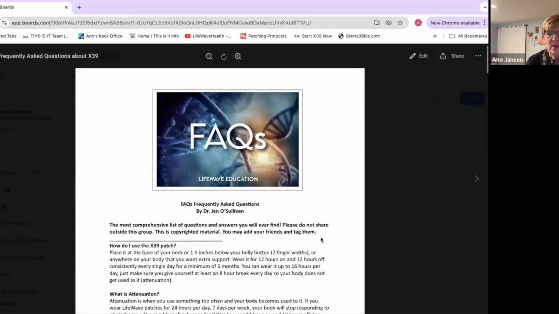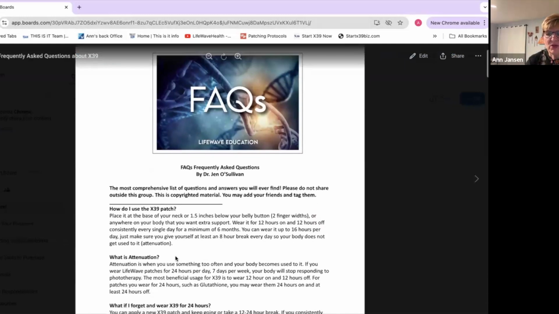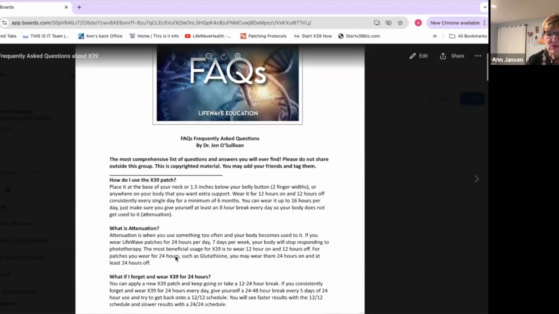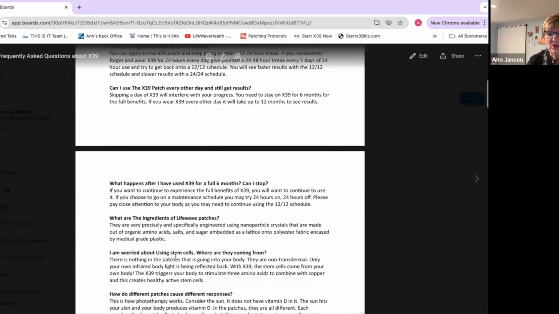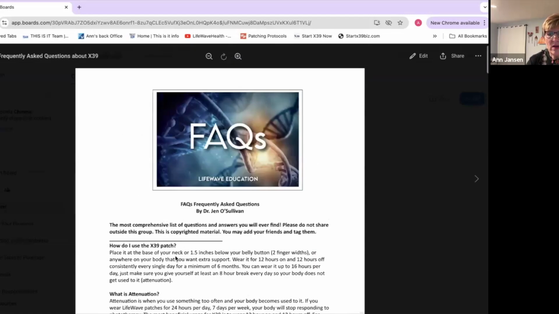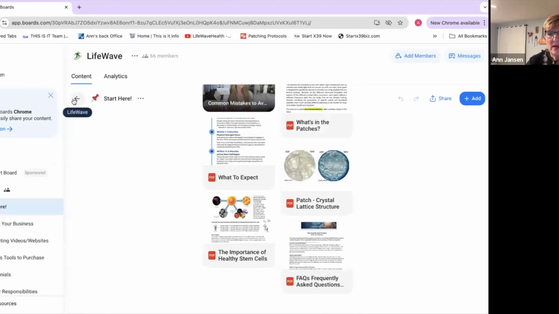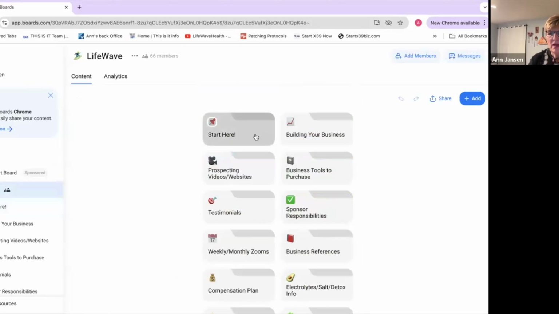And then here are some FAQs, like what is attenuation, which means you can't wear the patch constantly because it will no longer be effective. So she goes through a lot of these questions. So I would highly recommend you read all of them, because then you'll be prepared when somebody asks you a question. And of course, again, you can share that with one of your potential clients. So that is the start here one. And again, there might be some more videos in there in the future.